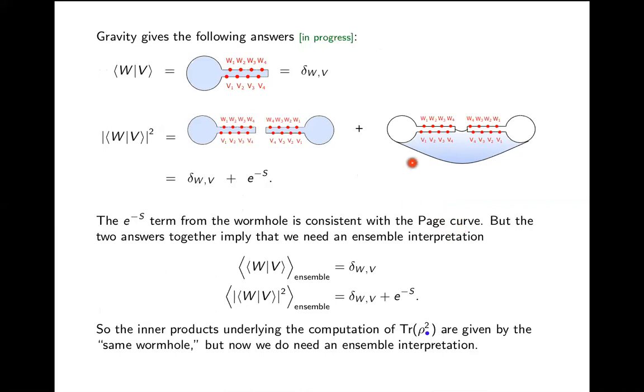But now we do have a problem with factorization, because these two answers are not consistent with each other. That's just the same inconsistency that we found a few slides ago. It's because this wormhole is contributing to a quantity that was supposed to factorize.